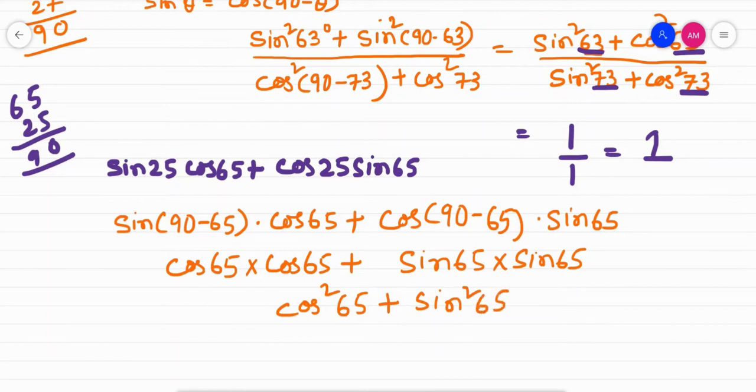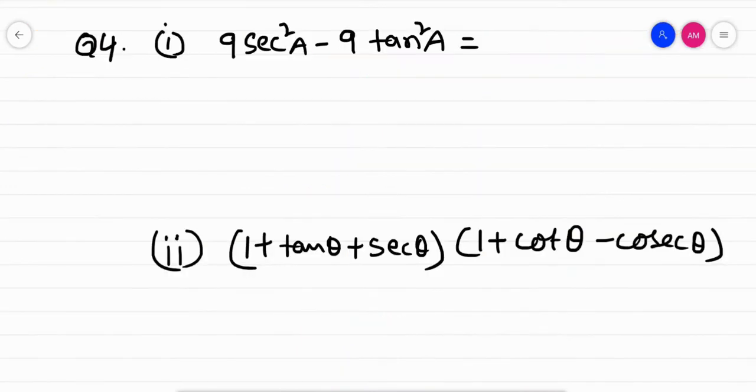See, again you are getting cos square theta plus sine square theta. So this will become 1. Cos square theta plus sine square theta is equal to 1. So in both the cases you are getting the answer as 1. Come on children, now let us see the next question.